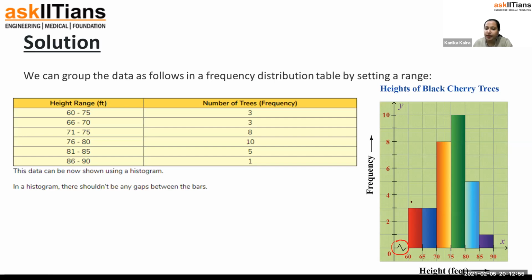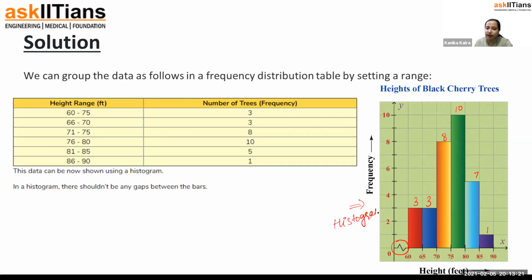So you have 3 values here, 3 values here, and then this would be 8. This is 10. This is 7, and this would be 1. So this is how you can represent the graph, with different values corresponding to different bars. This graph is known as a histogram.